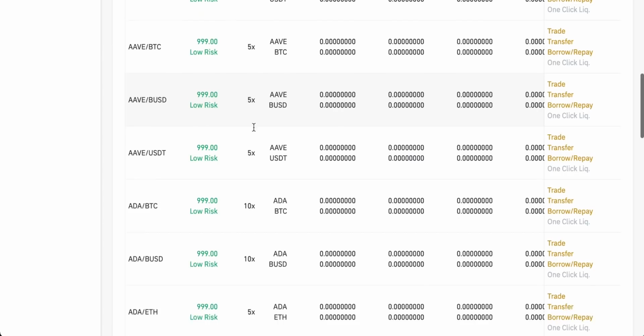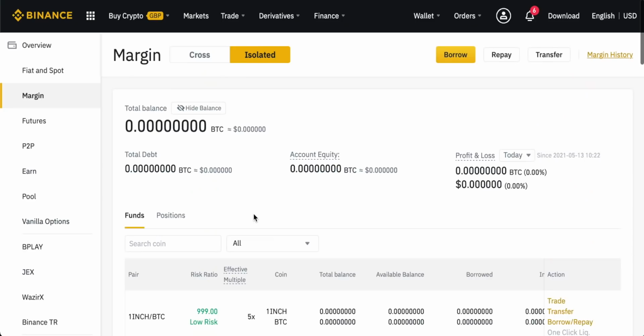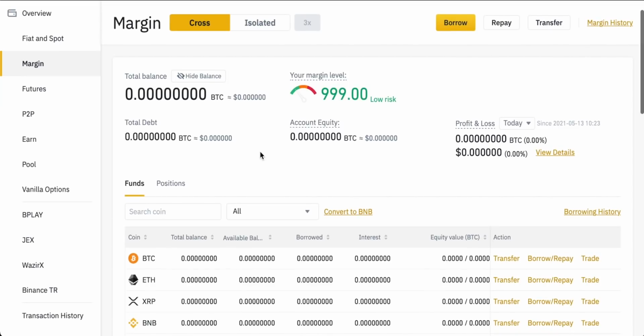Sometimes it's 5 times margin. And if you have a much bigger currency pair like ADA and Bitcoin, they can give you up to 10 times. So that's the difference between cross margin and isolated margin. Most beginners will go for cross margin. Most people will trade with cross margin simply because they want an amount of cash to go and trade with and to use across any currency pair that they want to trade.